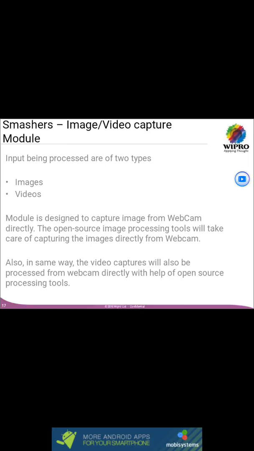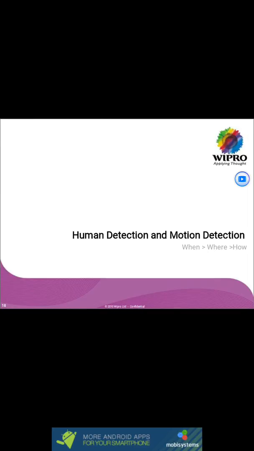The image and video capture module has been done using Python code. This module is designed to capture images from the webcam directly, and open source image processing will take care of capturing images directly from the webcam. In the same way, video captures will also be processed from the webcam directly with the help of open source processing tools. Next comes the human detection and motion detection.